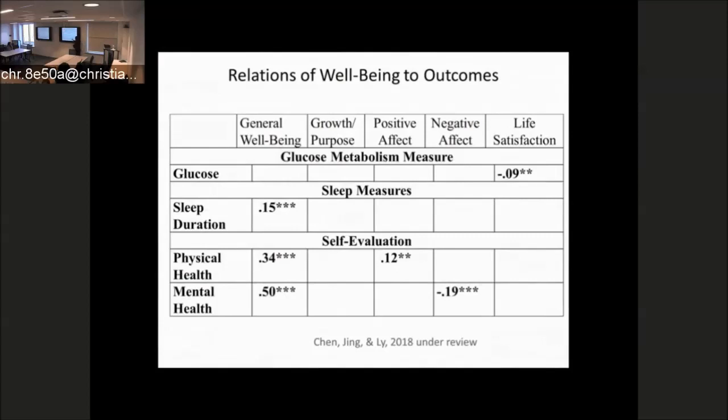You can see life satisfaction is related to your glucose level. General well-being is positively related to sleep duration. That means your duration is longer. If you have better general well-being, you sleep longer duration, uninterrupted sleep. So you have better sleep quality, actually. And then these are self-evaluation. General well-being is related to your physical health, your self-evaluation, your mental health as well. Positive effect is related to physical health, and negative effect is related to mental health.